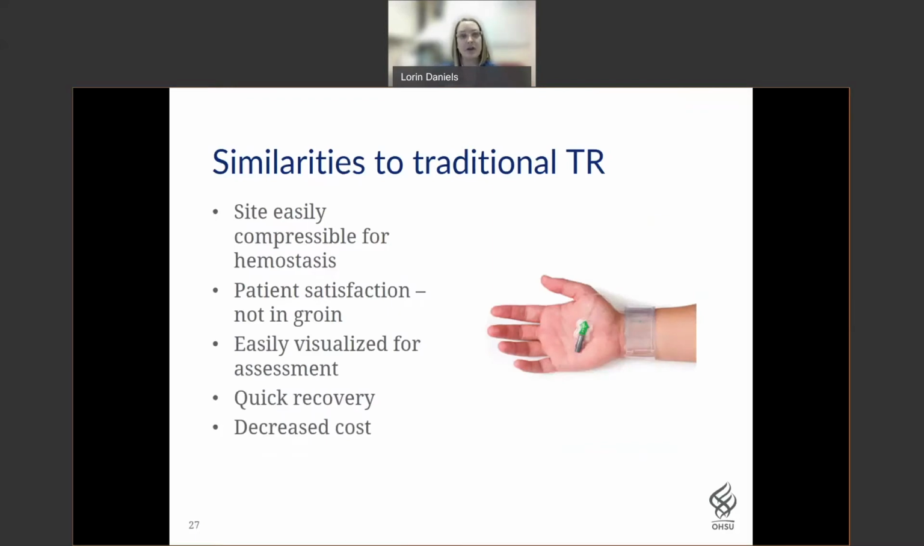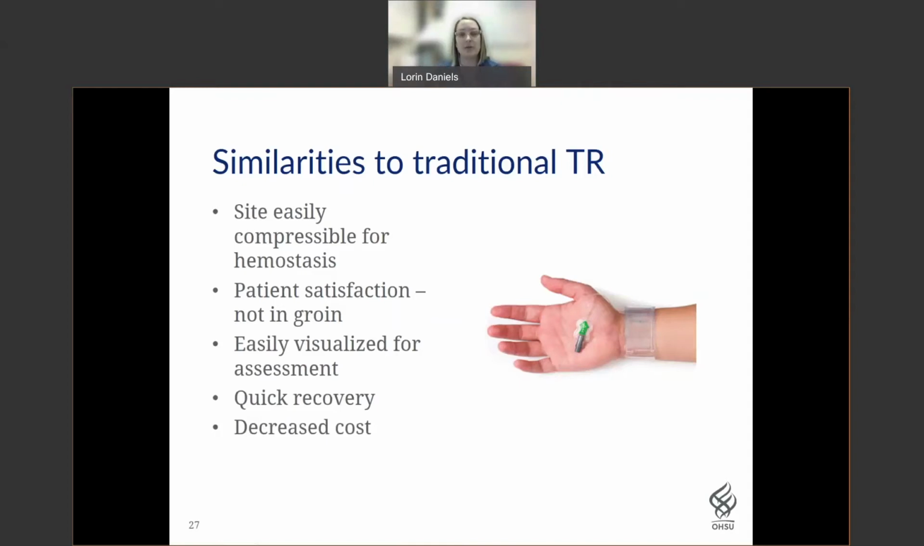Similarities to the traditional TR. So you can see in this picture right here, you can see the traditional TR band right here. It's worn on the wrist, kind of like a watch. Both sites, distal TR and proximal TR, are really easily compressible for hemostasis. So if the dressing or if the band fails, it's very simple and straightforward to apply manual pressure.